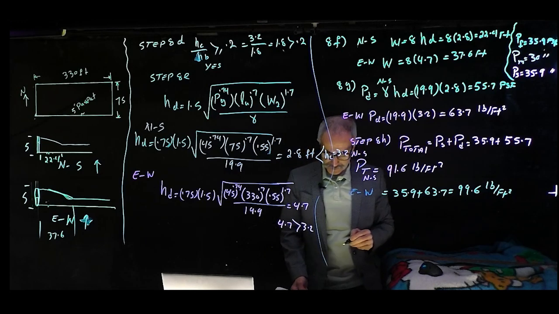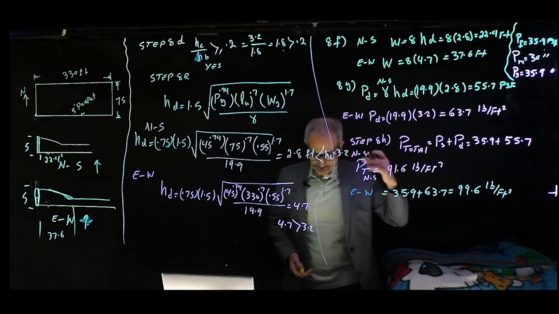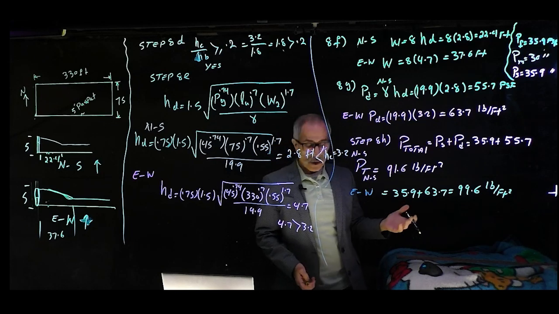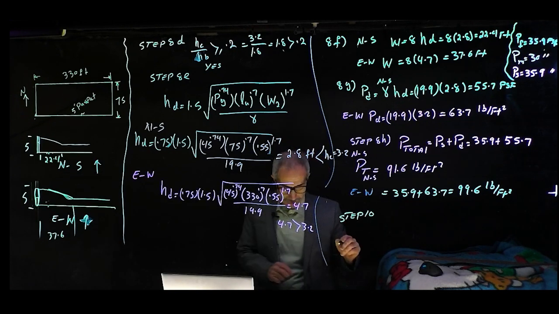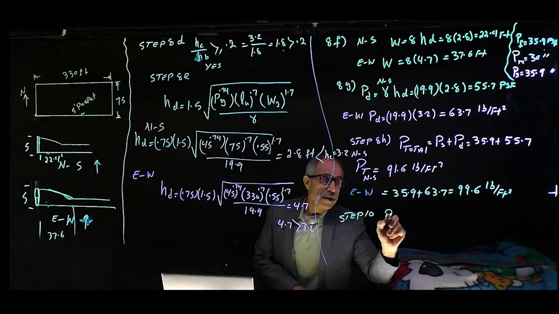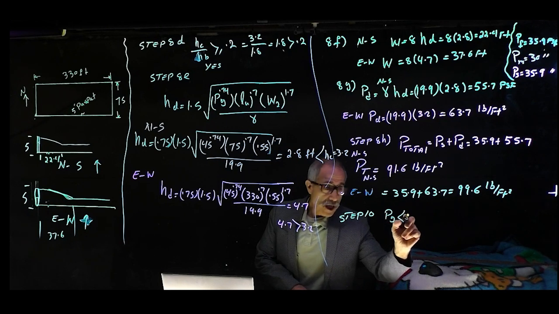As we go to step 9, step 9 doesn't apply, which is basically to consider sliding snow. We don't have that. Step 10, consider rain on snow load. Oh yeah, we gotta calculate this. Per ASCE section 7.10, you can see on the board, we gotta look at it based on the location. Let's write this down. Step 10. And that's going to be our PG is less than our Pmax.